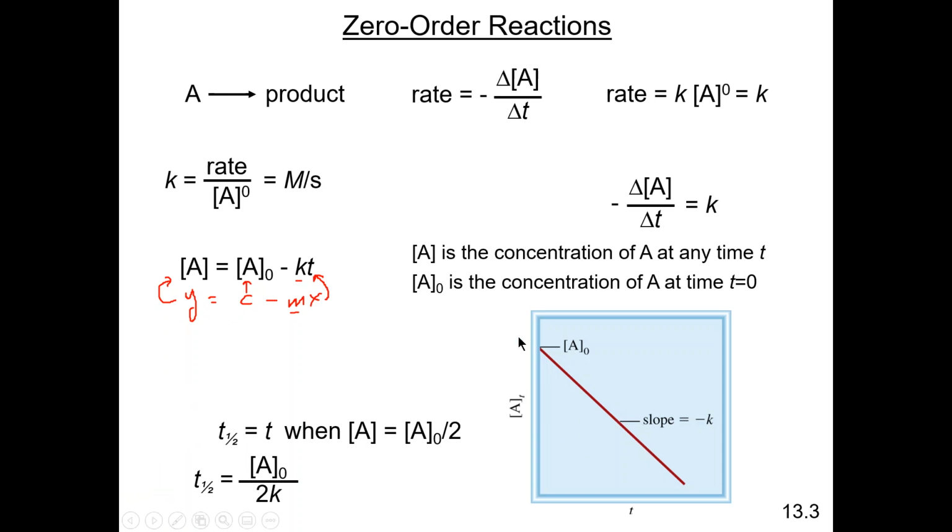The plot is going to look like this: when you plot the A concentration versus T, you'll get a line with a negative slope, where the slope is equal to minus K, and where the line cuts the y-axis at the initial concentration of A.